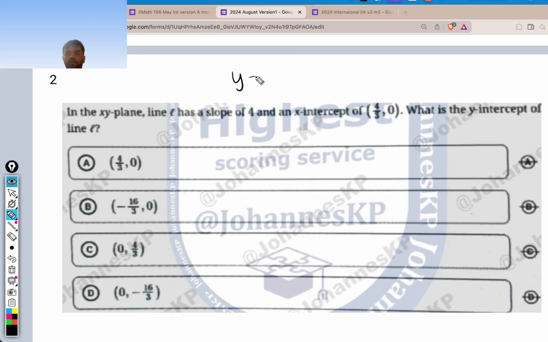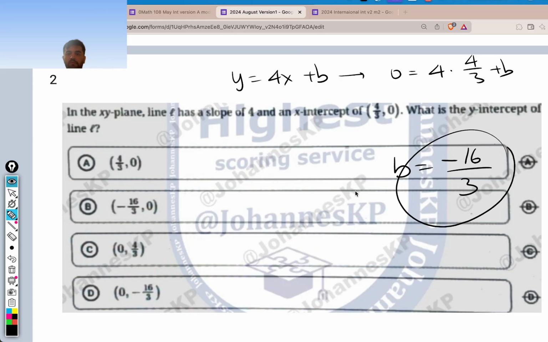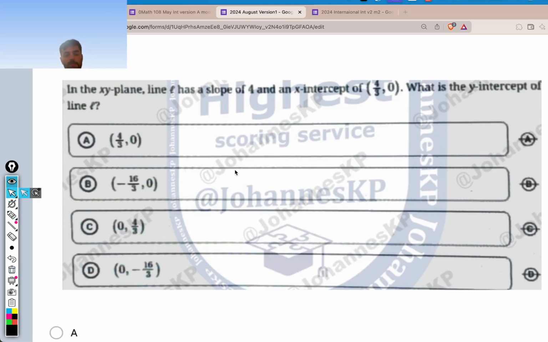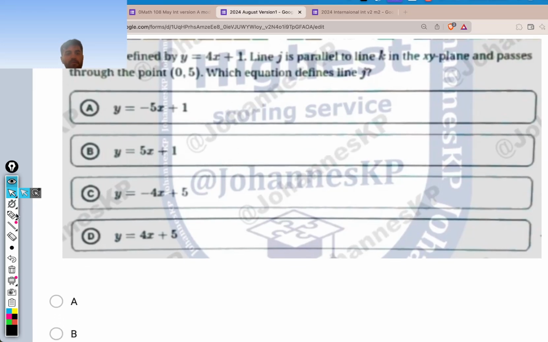This one. Slope is equal to 4, y is equal to 4x plus b. Then use this one here. 0 is equal to 4 multiplied by 4 over 3 plus b, and b is equal to negative 16 over 3. But because this y-intercept x must be 0, not A and B, the answer will be D. Third one. For the third one, because it's parallel, its slopes must be the same. If it is 4, it's also 4. D.